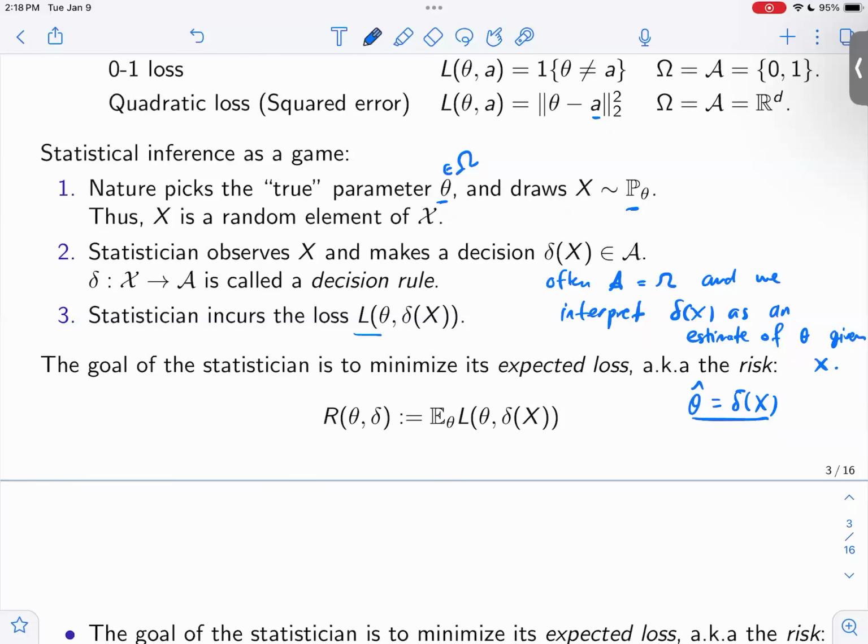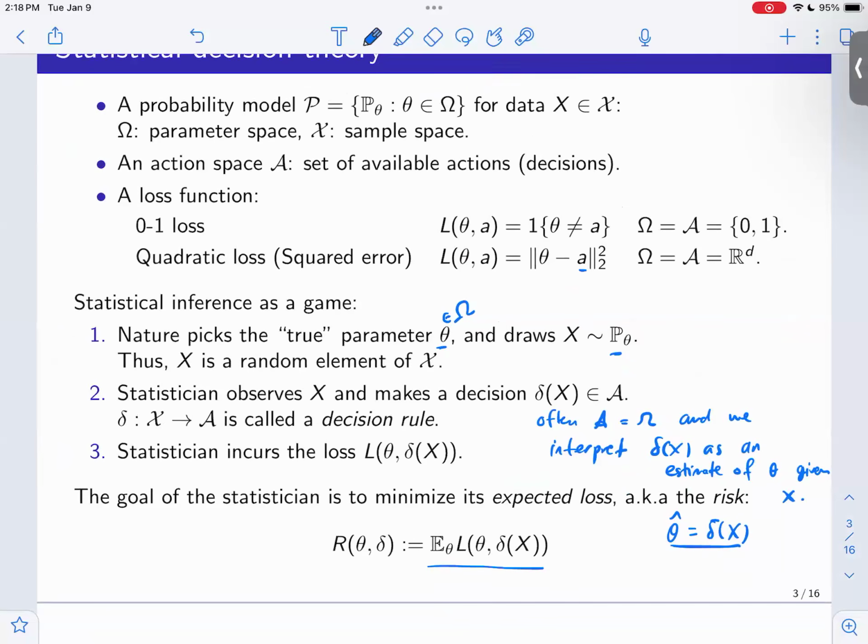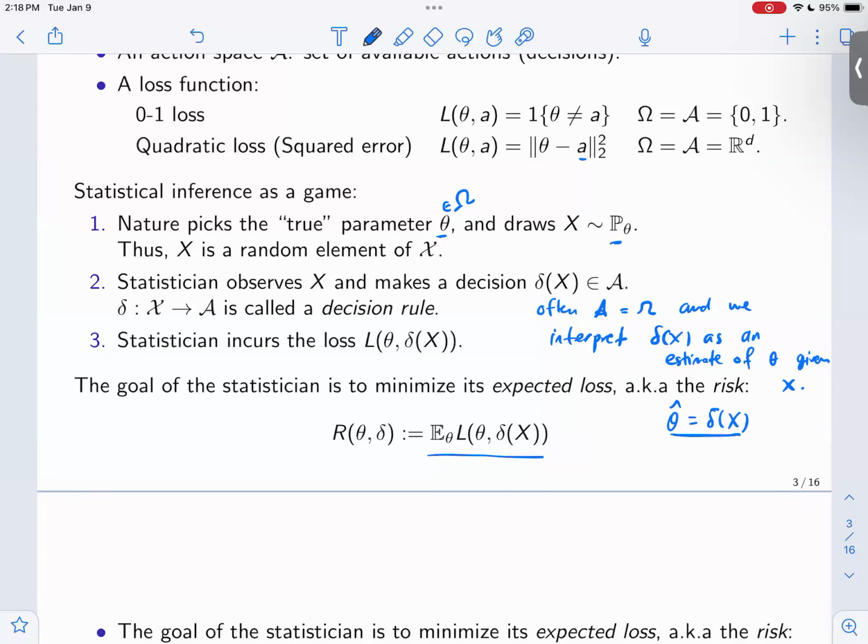One issue is that I have this loss, but this loss is random. It depends on the particular x that I chose, even if everything else is deterministic. So people decided we're going to minimize the expectation of this loss. That would be deterministic, and that's called the risk. And that's the whole game of decision theory. You set up the problem, you have a decision rule, and you have a risk, and then you try to minimize this risk. That's the goal of decision theory. So far, so good.